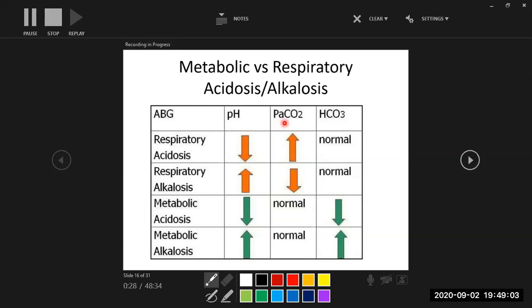The next is PaCO2. This one is the partial pressure of CO2 in the artery. So this one will give us the idea about whether this is caused by the lung or by the kidney. If the PaCO2 is abnormal, then this acidosis will be respiratory, or the alkalosis will be respiratory. So this will be caused by the lung.